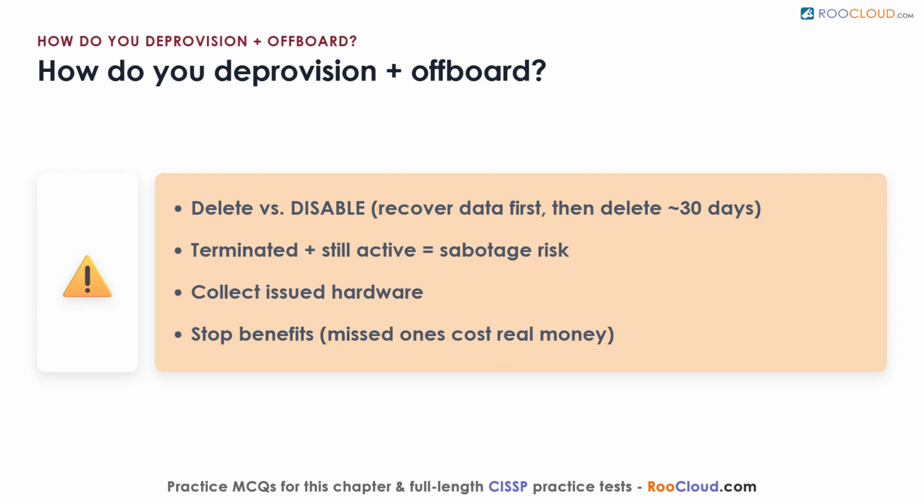Speed matters, because a terminated worker who keeps access is a real sabotage risk, and a lingering account could be misused under the wrong person's name in the logs. Offboarding also means collecting issued hardware and stopping benefits, since a missed benefit can quietly cost real money for years. Think of it like recovering the badge, the laptop, and the keys the moment someone walks out.